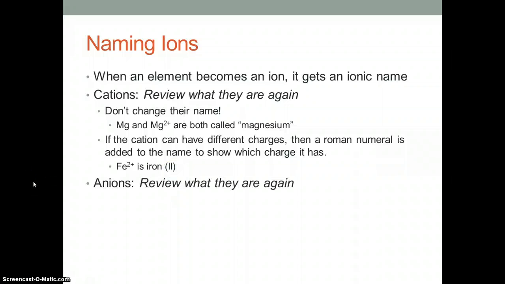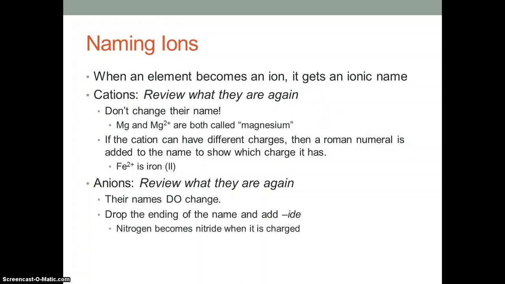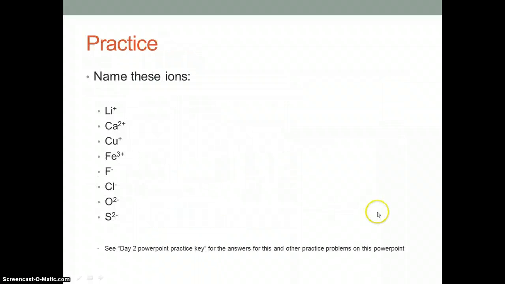Next we have anions, and again, review what they are. And you should have that they're negative ions. These names do change. So cations, a positive ion, we don't change their name. Anions, a negative ion, we do change their name. We do this by dropping the end of the name and adding "ide." So nitrogen, we're going to drop everything after the N, and it's going to become nitride when it has a charge.